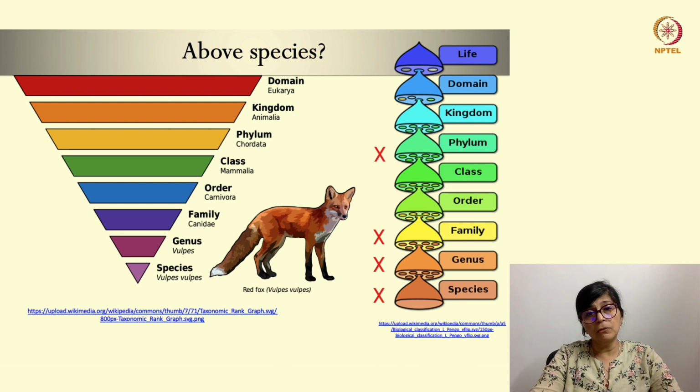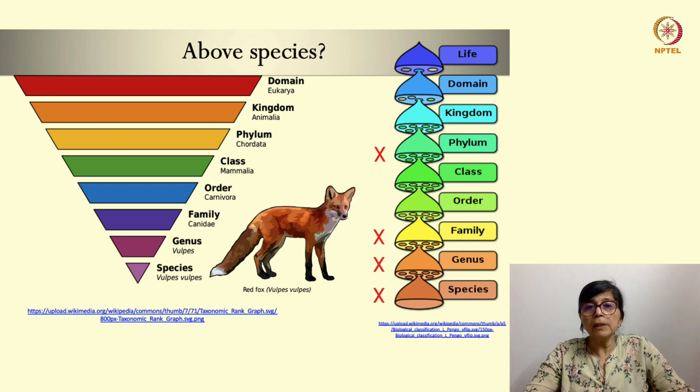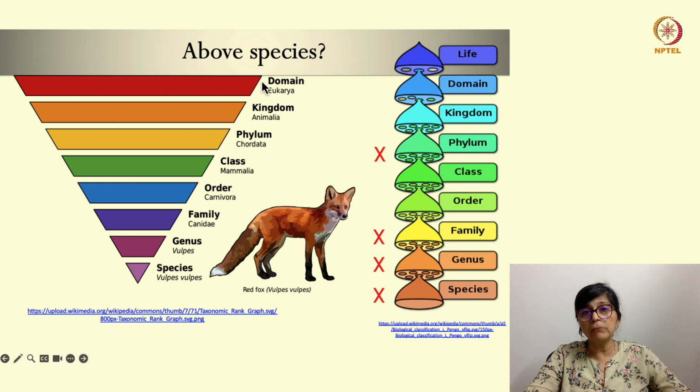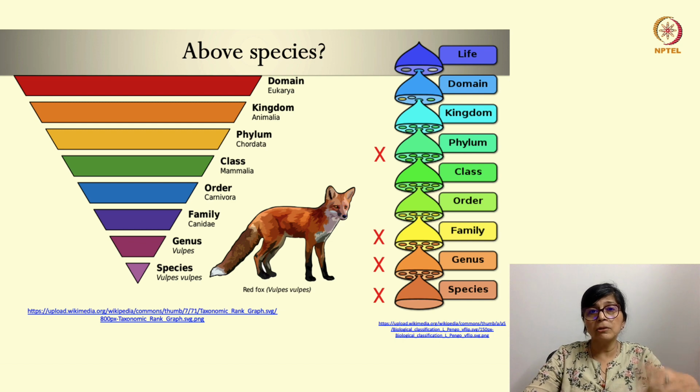And foxes belong to the family Canidae, order Carnivora, which feeds on flesh, class Mammalia, they have hair on their body, and phylum Chordata, they have vertebrae, and of course kingdom Animalia and domain Eukaryota, which have very hard-bound nuclei and cell organelles, right? So this is an overview of what is above species, and most of us studying biology know about these kinds of things more or less.